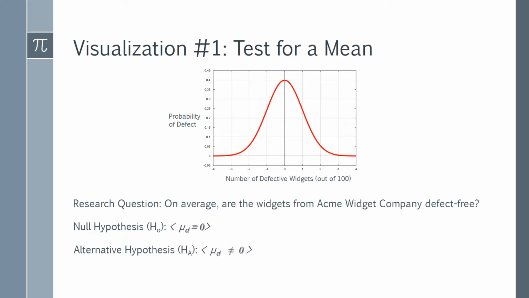And what is our hypothesis here? From our research question, which is asking whether, on average, the widgets from Acme Widget Company are defect free, the null hypothesis is saying that the average defect is equal to 0 if a sample is picked out of the 100. And the alternative hypothesis is saying that the average defect is not equal to 0. So we are saying here that on average the widgets from Acme Widget Company are not defect free.